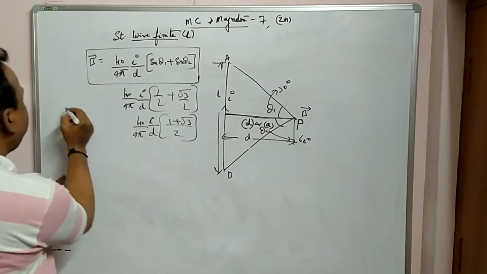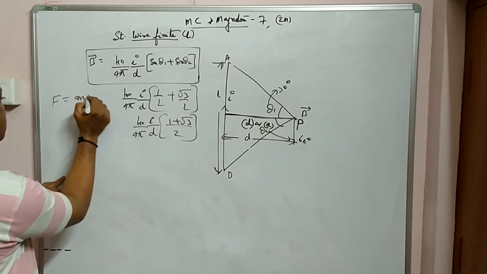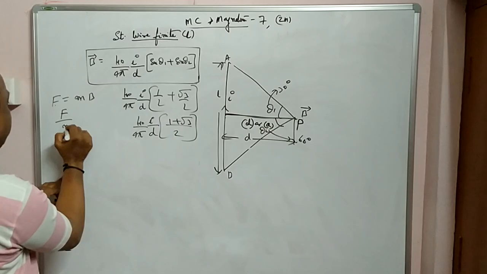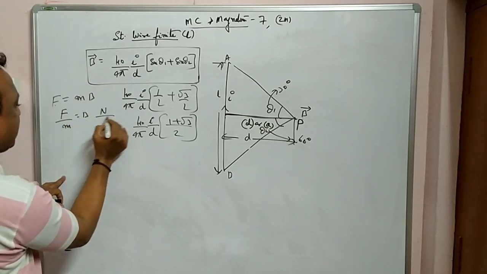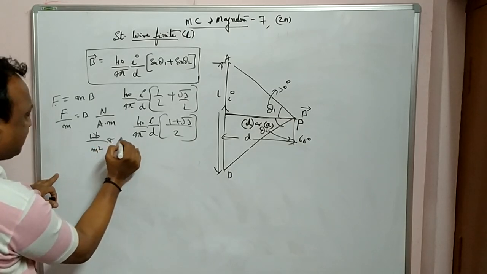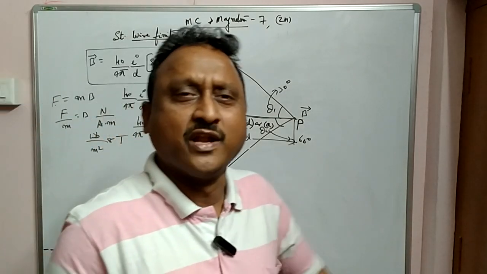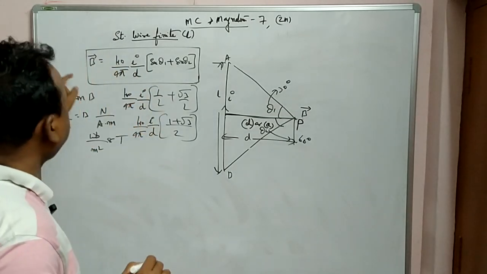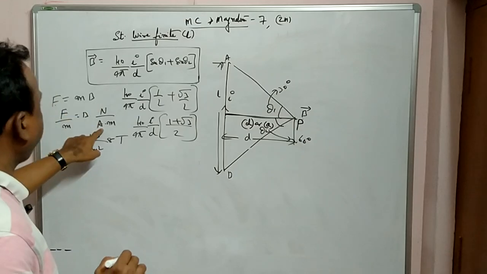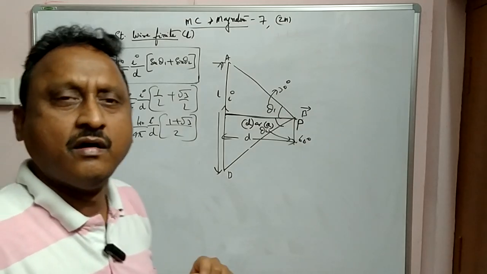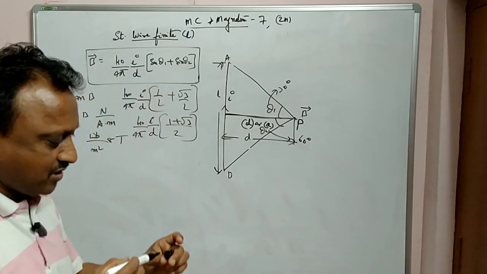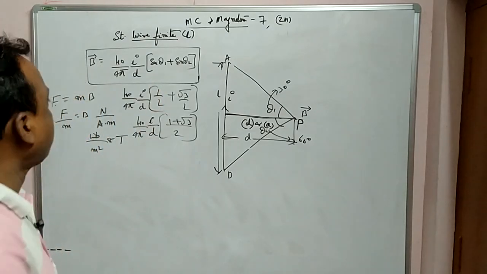And what are the units for B? For B you can have so many. From F equals qvB, B equals F by qv, that is Newton per ampere meter, Weber per meter square, or simply Tesla. Nikola Tesla, the scientist's name. So the SI unit of magnetic field induction B is either Newton per ampere meter, or Weber per meter square, or simply Tesla. Any unit you can use. So like this you have to solve for a finite wire. Now let us go to the next item.